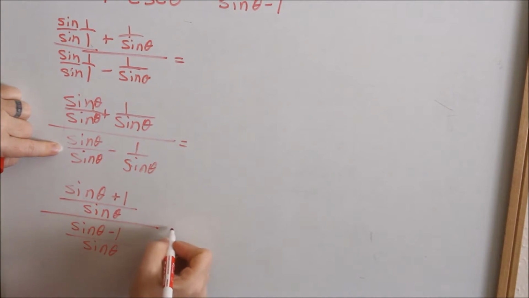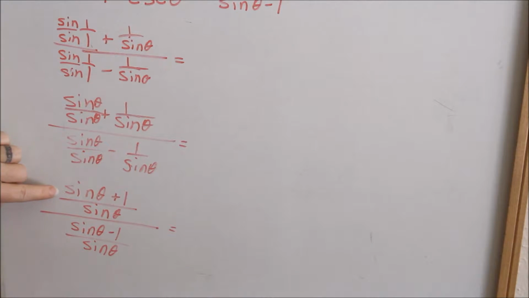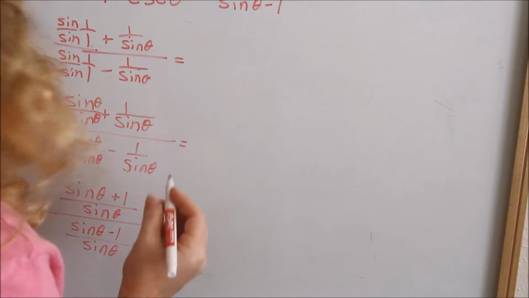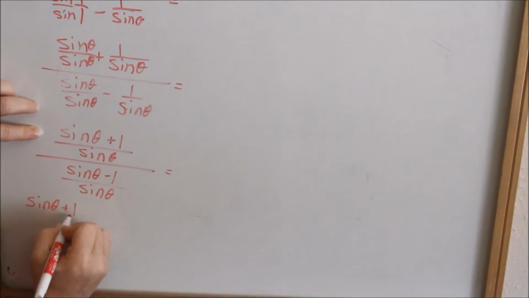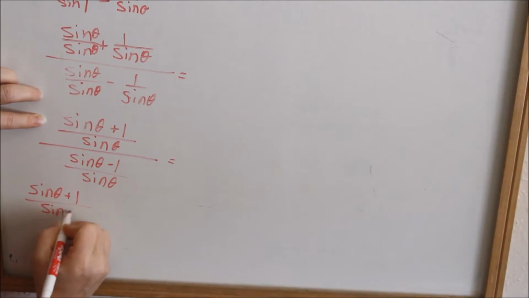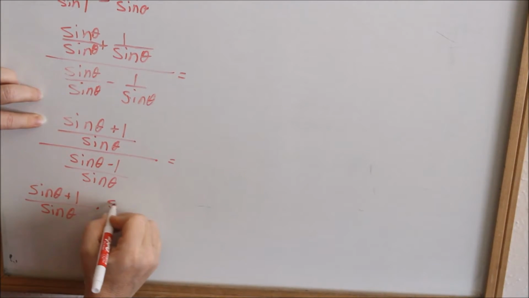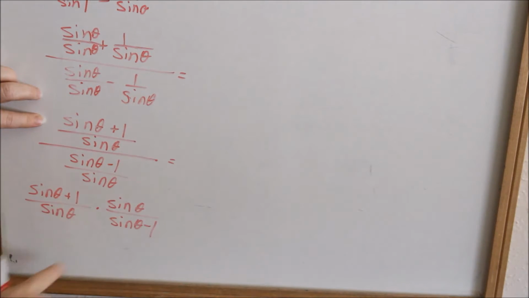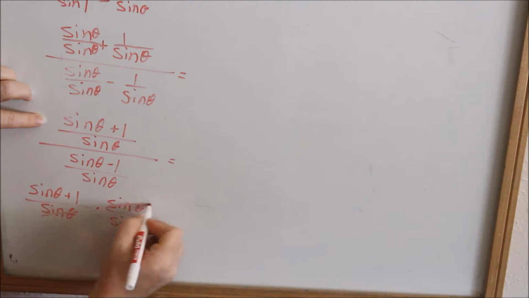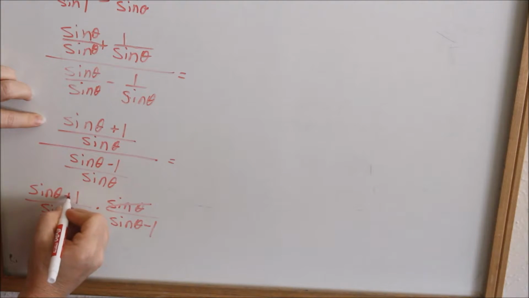Now that I've simplified the top and the bottom, I have a fraction divided by a fraction. Flip the second and multiply. So sine theta plus 1 over sine theta times, flipping the second one, that becomes the numerator, that becomes a denominator. Multiplying fractions, you can cancel when you're multiplying, not adding.